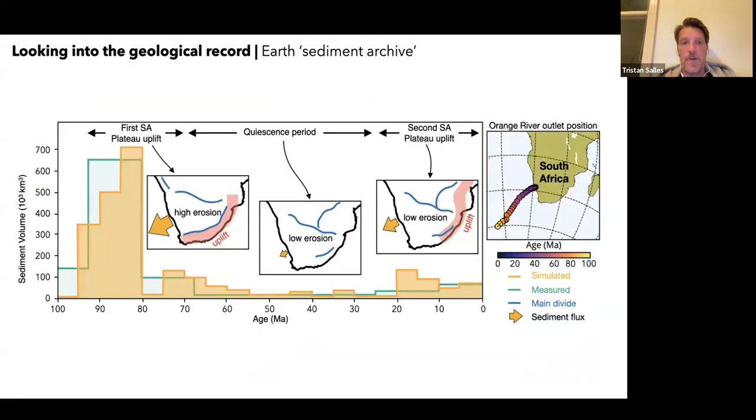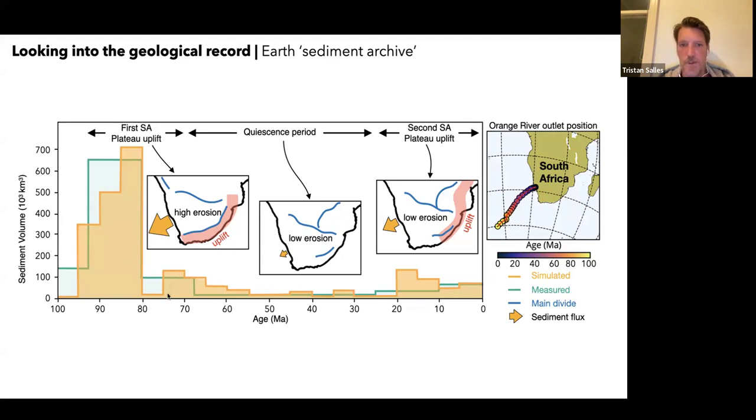And even though the model is global, the idea is that you can interrogate your model for specific places, and that's why we try to get a good resolution. In this case, it was 10 kilometers, which is relatively high. So we can basically say, okay, I want to know what my model is predicting, for example, for the Orange River in South Africa. We map the outlet of the Orange River over time, and we look at the amount of sediment which is flowing through this outlet.